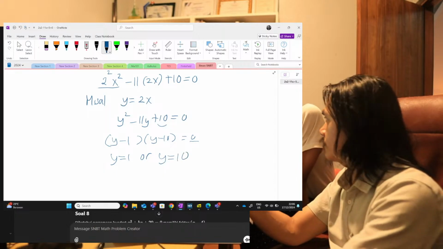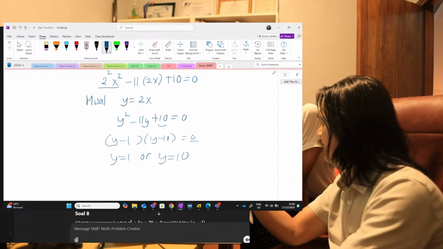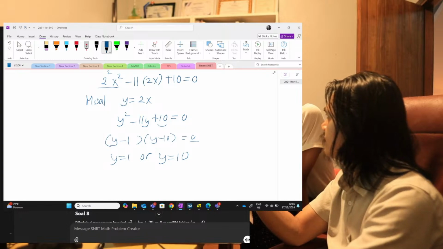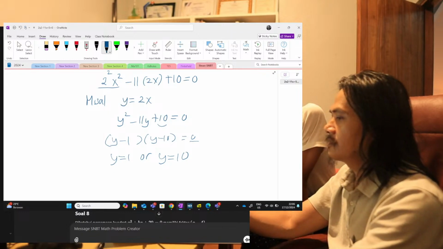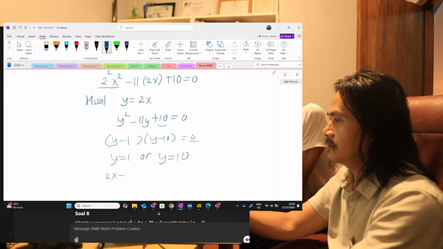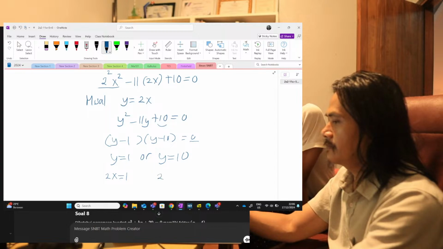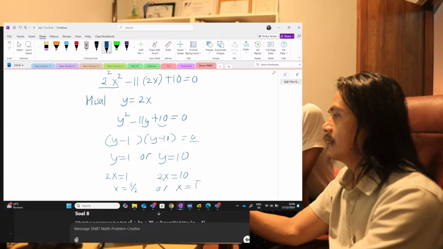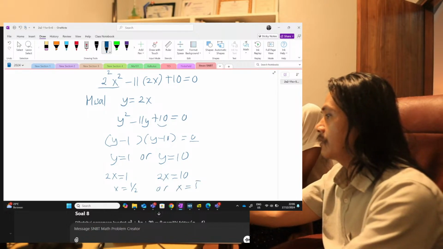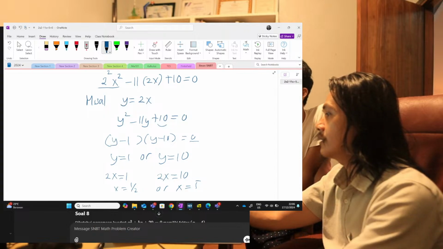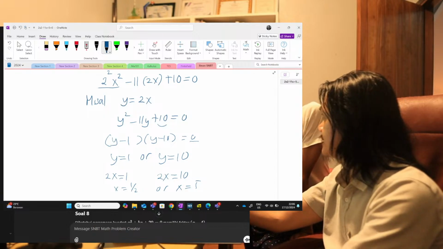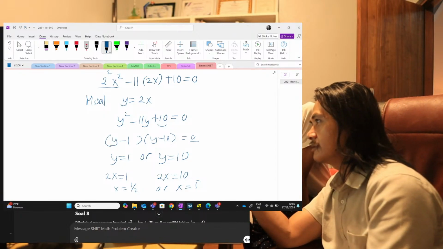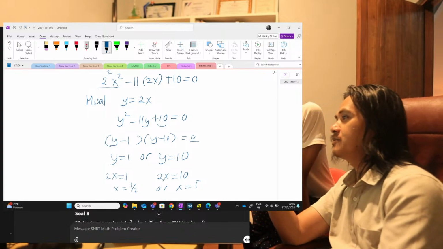But what we want to know is not y, it's x. So we need to return the y back into x. So 2x equals 1 or 2x equals 10. So x equals 1 half or x equals 5. I forgot that we also need to multiply this side by 2, but it's still equal to 0. Okay, so let's try the big one.